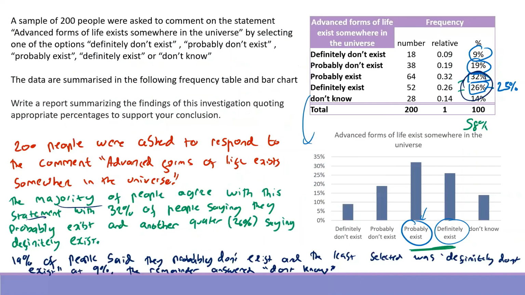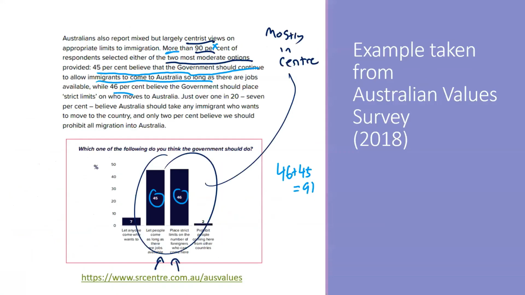That's why I suggested in here you could actually say more than half agree with this statement, which would be a really good thing to say here, because you can see 32 plus 25 is 58, more than half. And that would be a way to sort of refer to the whole thing. As long as there are jobs available, if you keep reading here, just over 1 in 20.